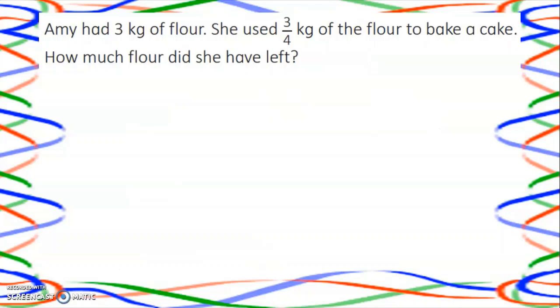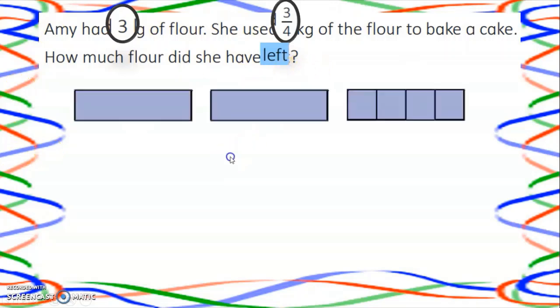Another example. Amy had 3 kilograms of flour. She used 3/4 kilograms of the flour to bake a cake. How much flour did she have left? We have 3 kilograms and 3/4. We have here she used. It means we're going to minus. And we have here also the keyword left. So in the model, we have 3 blocks. And we're going to take out 3/4.